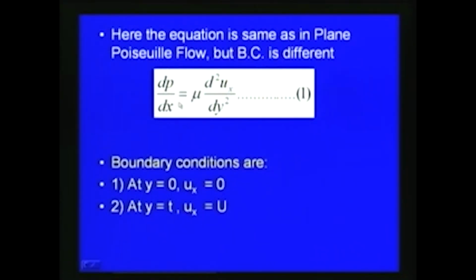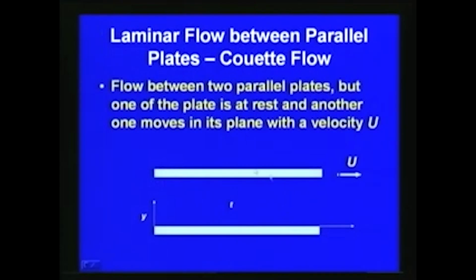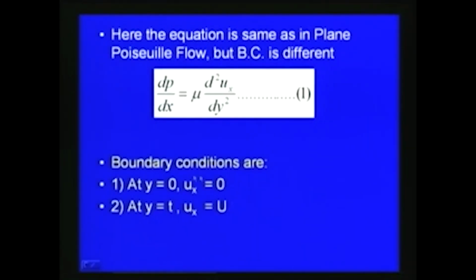So, this is the governing equation for Couette flow, and the boundary conditions are these. At y equal to 0, that means on this plane, due to the no-slip boundary condition, the velocity u is equal to 0. And at y equal to t, the velocity u is equal to U. So those are the boundary conditions: at y equal to 0, ux equals 0, and at y equal to t, ux equals U.